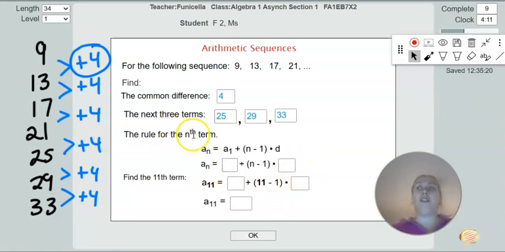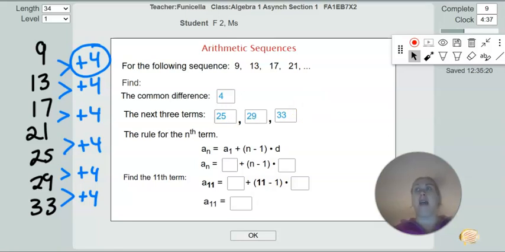Now, if we wanted to find the rule for the nth term, and when we see something like nth, that just means we can plug in any number for n. So if we wanted to find the 50th term, n would be 50. If we wanted to find the 10th term, n would be 10. So n is what we use to represent whatever number we're going to end up looking for, but this is our general equation.